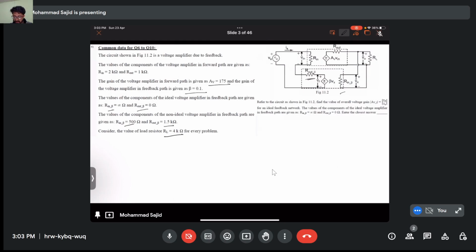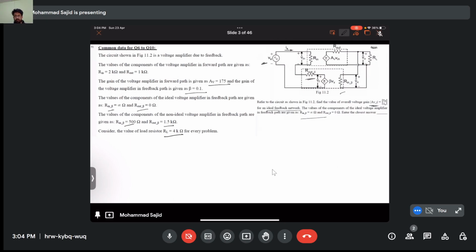So what is the first question? We have to find the overall voltage gain, that is ABF, V0 by Vs. Vs is here, V0 is here. V0 by Vs for an ideal feedback network. Ideal feedback network means we have to treat R in B is equivalent to infinity and R out B equivalent to 0.